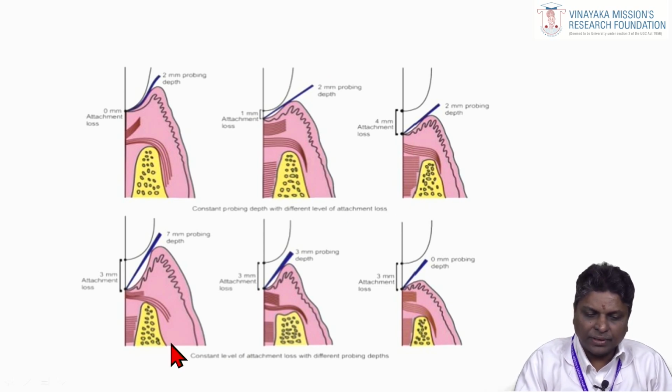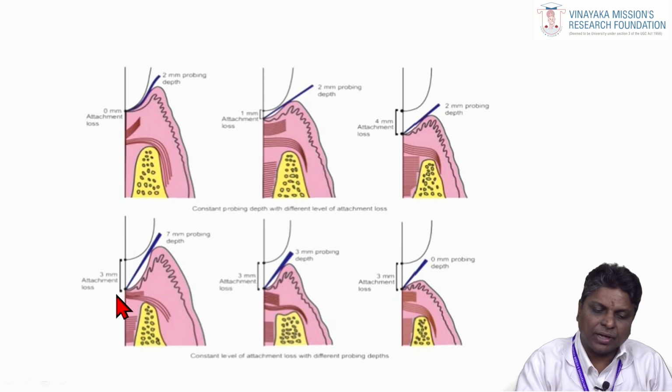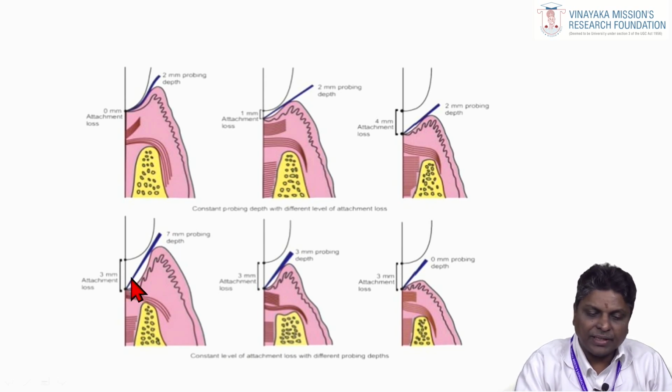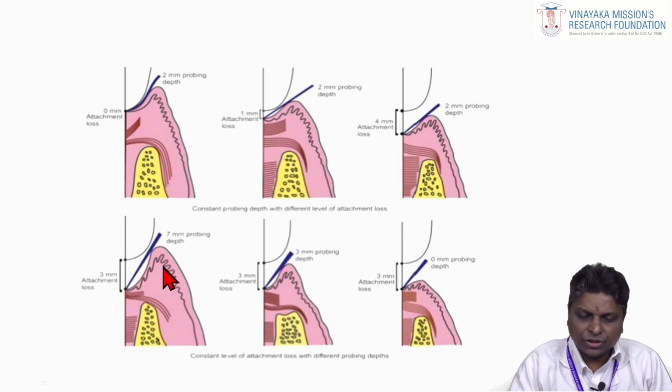Next one I want to discuss here. The probing depth is 7 mm, and this is a pocket actually. Here also there is a clinical attachment loss, but it is hidden in that area. It will be found to be 3 mm from the cemento-enamel junction, because this cuff of the gingiva is hiding it. Am I right? Then in the next one you can see some shrinkage has taken place.